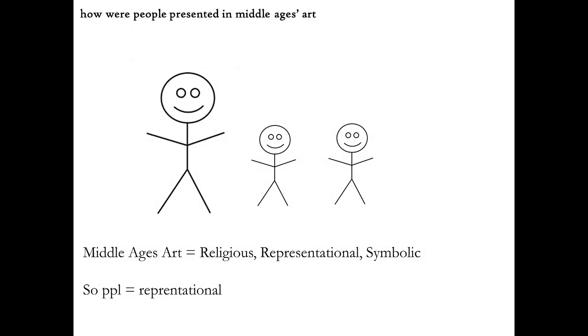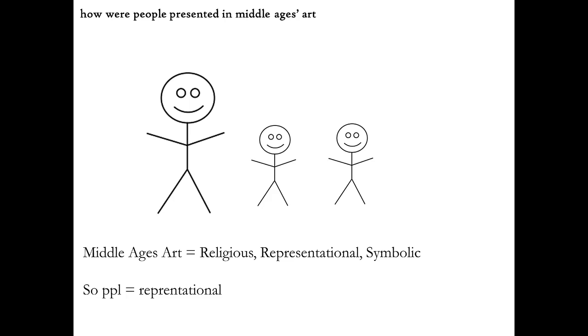So how were people presented in the Middle Ages? Well, it's religious, it's representational, and symbolic. So people were representational. So here we have three people. One person is bigger than the other two people. So who do we have? Do we have a family? A father and two kids? The father is bigger, is taller. And there's children. So that would make sense, except not in the Middle Ages.